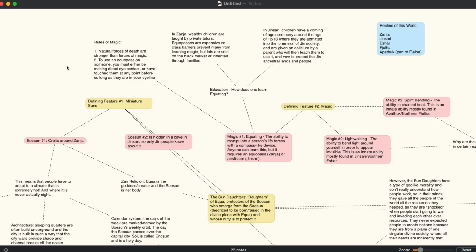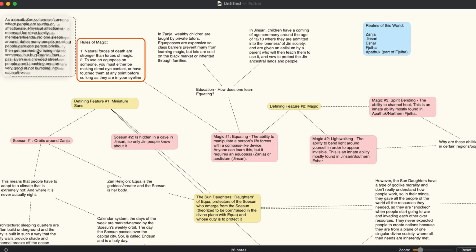Kind of the other rule of an Equipass is, to use an Equipass on someone, you must either be making direct eye contact, or they have to be currently in your eye line, like you have to be able to see them, and you have to have touched them at some point. This, I think, is a really small distinction that has huge cultural ripple effects. The Zon culture isn't touchy. They're not an affectionate culture. They're quite formal. Physical affection is reserved for close family members, very close friends.